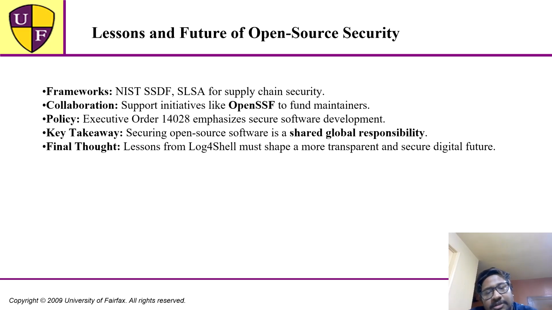Some governments also began requiring software companies to maintain something called a Software Bill of Materials, or SBOM. This is like a list of ingredients for software. It tells you exactly what components and libraries are included. So if another vulnerability like Log4Shell appears, organizations can quickly find where it exists and fix it.